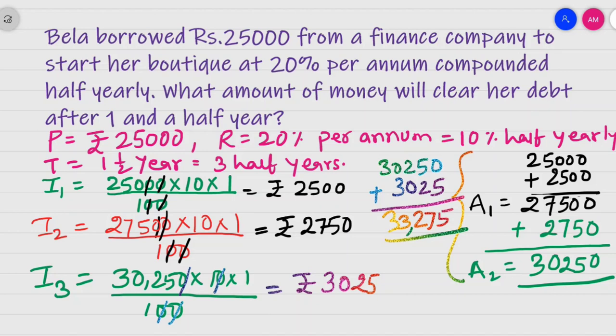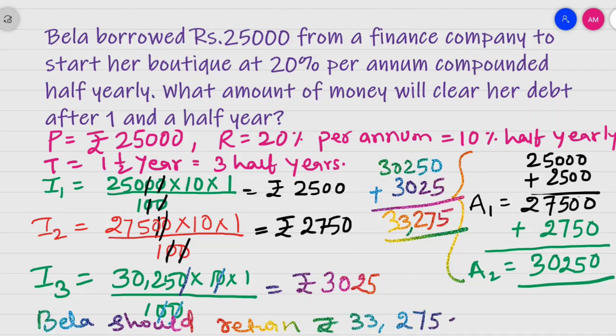So what amount should Bela return to the finance company? Bela should return rupees 33,275 to the finance company. Okay. So this will be the final amount to be given to the finance company to clear her debt.